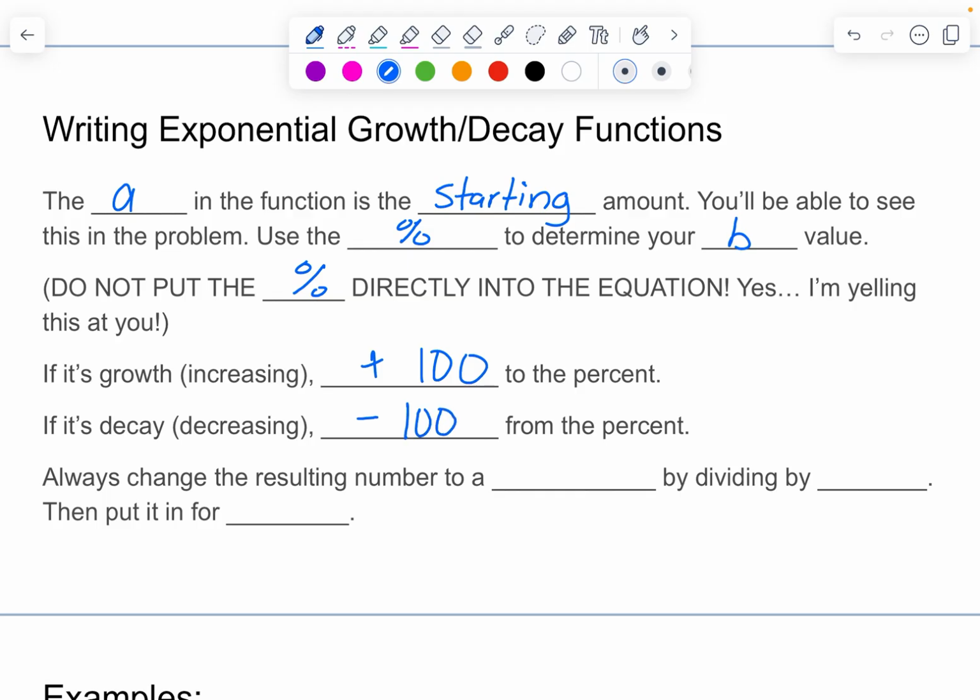Now, that's going to result in a negative number if you do it the other way. Don't worry about the fact that it's negative. We don't care about that. We care about what the new percent will be. So you should be at bigger than 100% when it grew and smaller than 100% when it decayed.